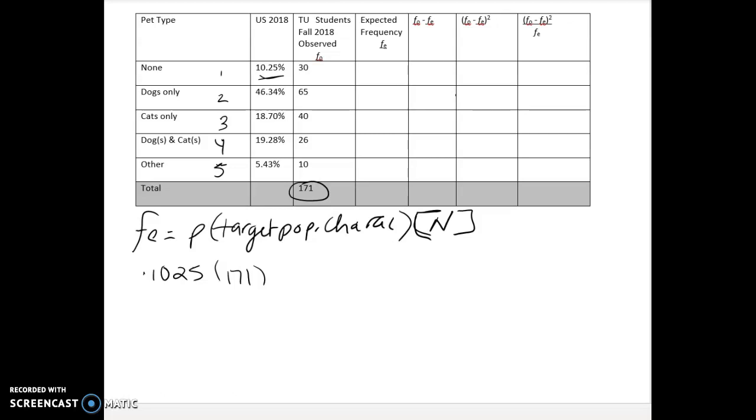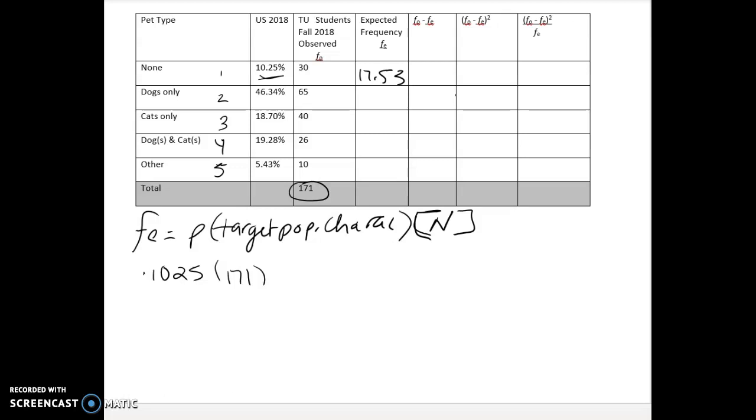And we are going to then fill that value into our table. And that value is going to be 17.53. And so just for this first one, we can see that if the expected frequency should be 17.53, that means more TU students than the US population have no pets.